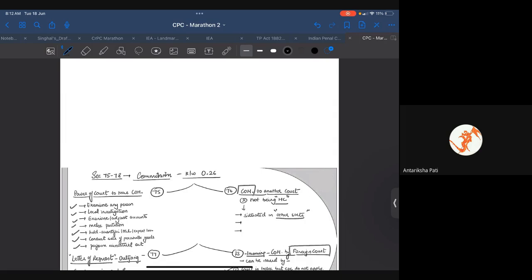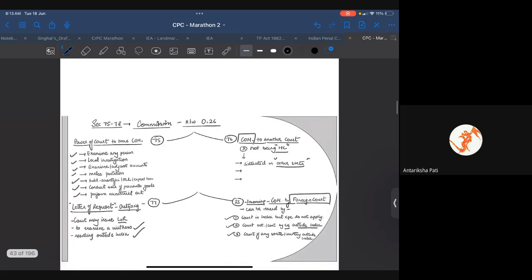Now, what is a commission? Commission is basically that the court cannot go to certain places, so it issues a commission so that it will observe something on behalf of the court. Now, a commission can be sent to another court also, but it has to be verified that it is not a High Court. If it is situated in another state, it can be sent.